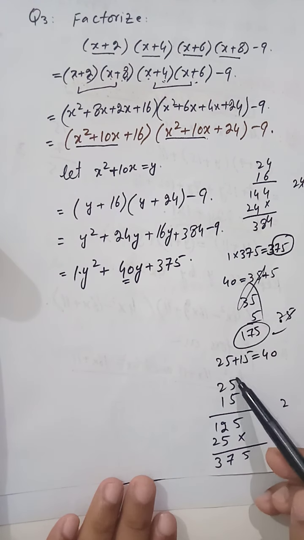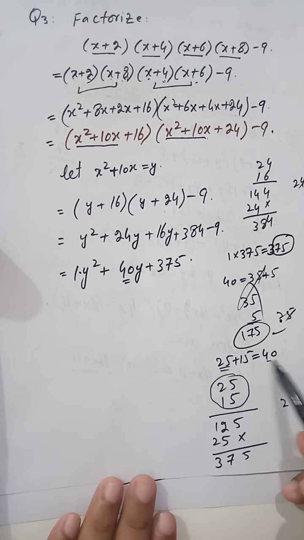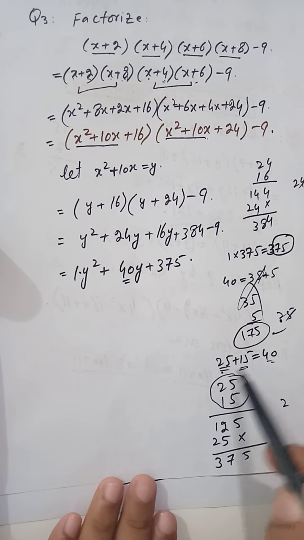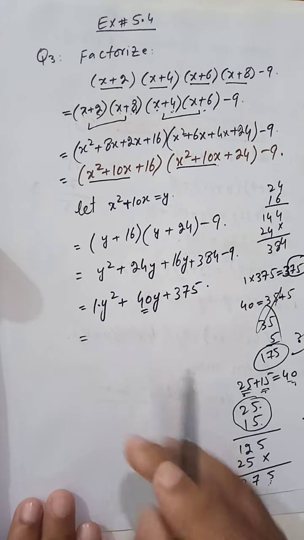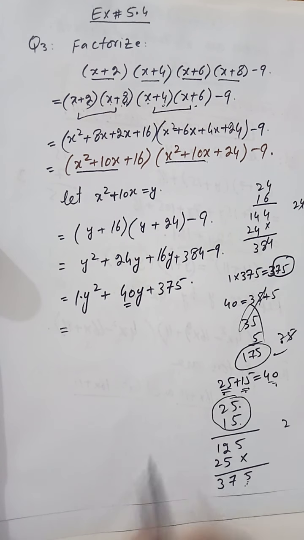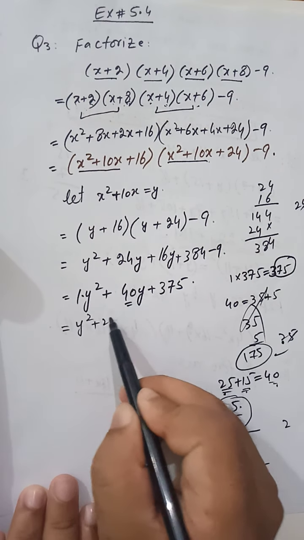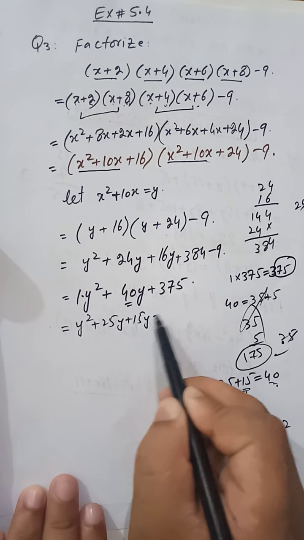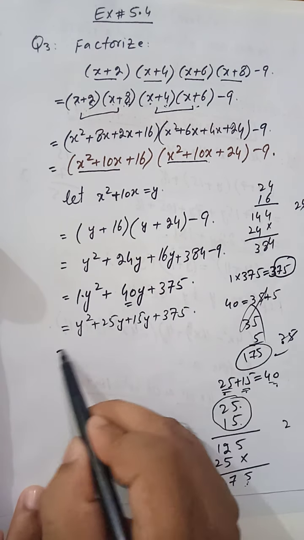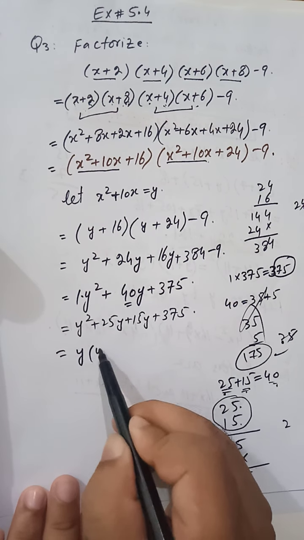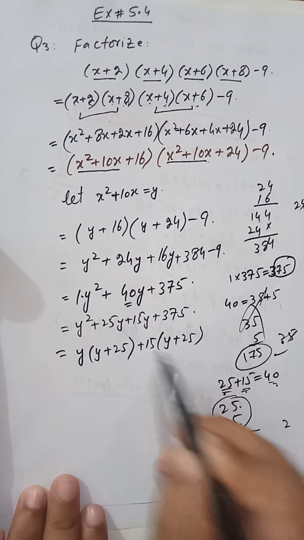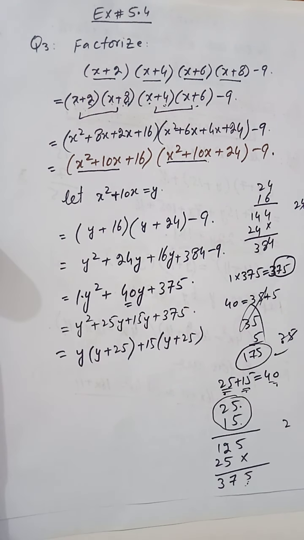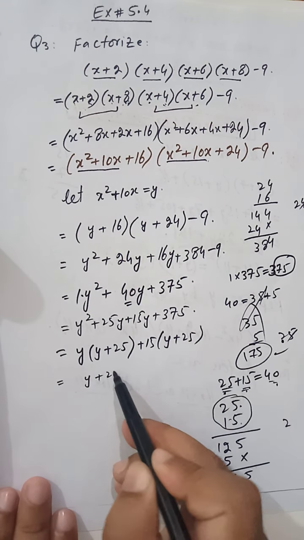So when you split 40 into these two parts, 25 and 15, from the addition you get 40 and from the multiplication you get 375. So that is the method which you know as the mean extreme method. So this is y square plus 25y plus 15y plus 375. I am taking y common here, so y plus 25. I am taking 15 common here, so y plus 25. When 15 is multiplied with 25, you will get 375. You clearly see it here. So y plus 25 is common.